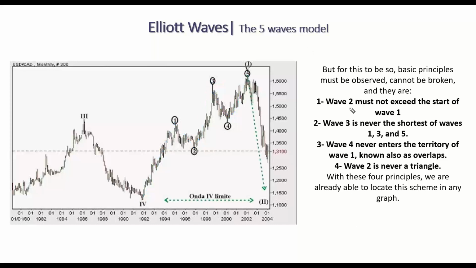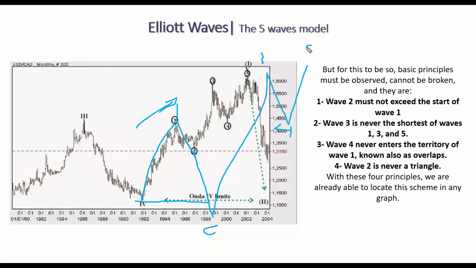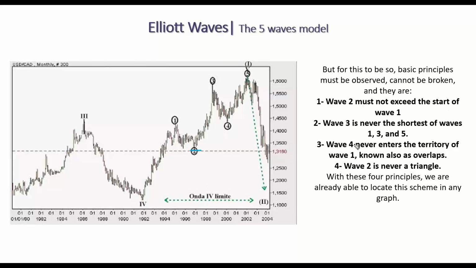First rule: wave 2 must not exceed the start of wave 1. What does this mean? Wave 2 can never end below, in this case because we're in a bullish movement, the beginning of wave 1. So we cannot have 1, 2, 3, 4, 5 like this. This is wrong, because we are not fulfilling rule number 1: wave 2 ends under the beginning of wave 1. So this is not possible. But in this case, as we see in the chart, wave 2 never exceeds the start of wave 1.